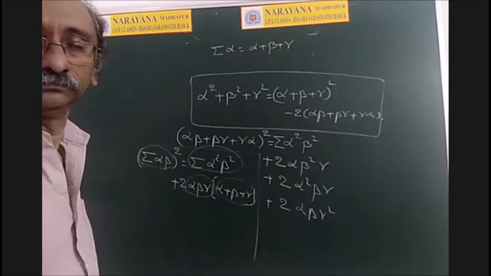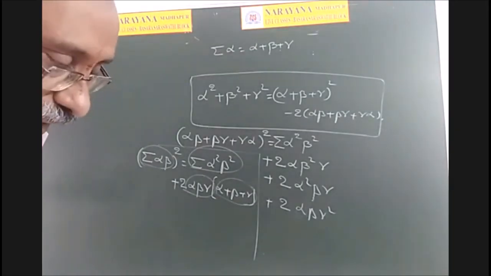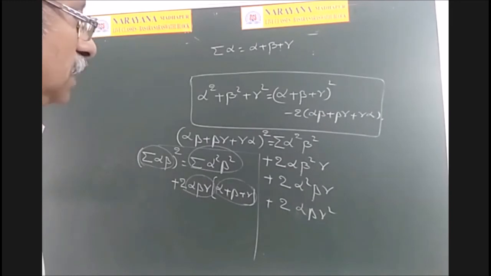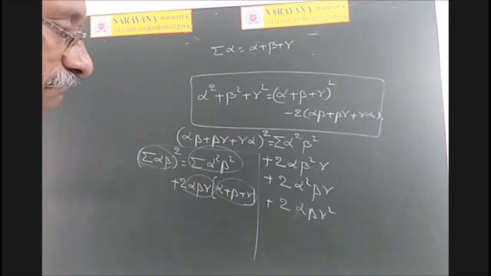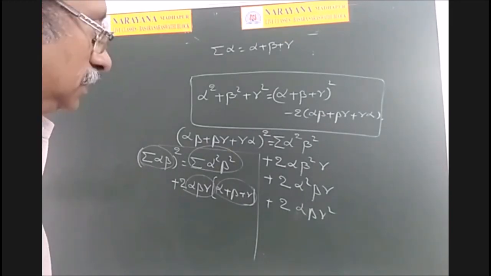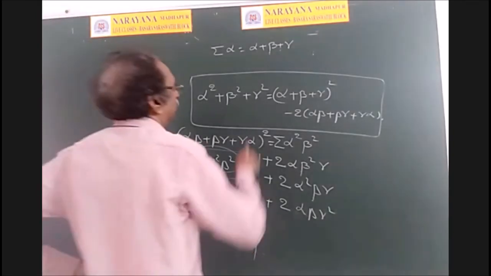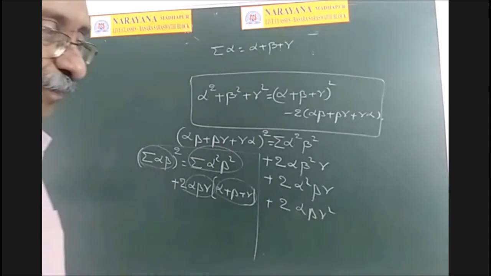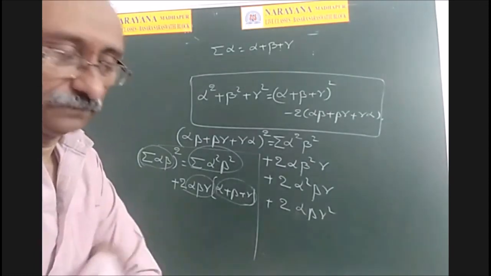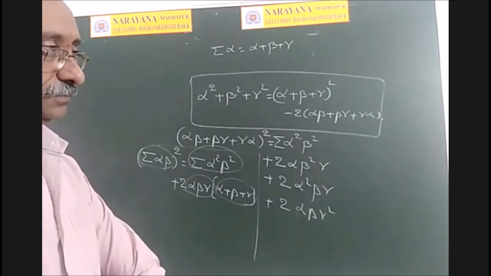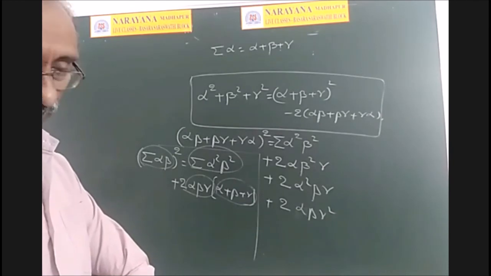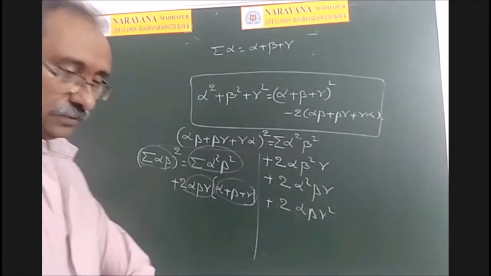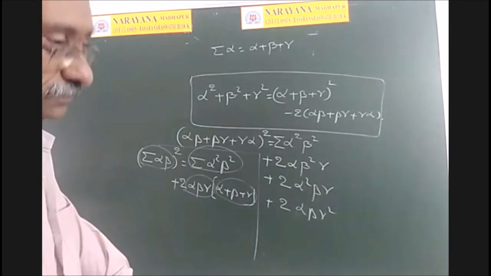Imran: Sir, what is sigma alpha square beta square? Sigma alpha square, sigma alpha square beta square. So it is nothing but, what is sigma alpha? You tell me. What is sigma alpha? Alpha plus beta plus gamma. What is sigma alpha square? Alpha square plus beta square plus gamma square. Very good.